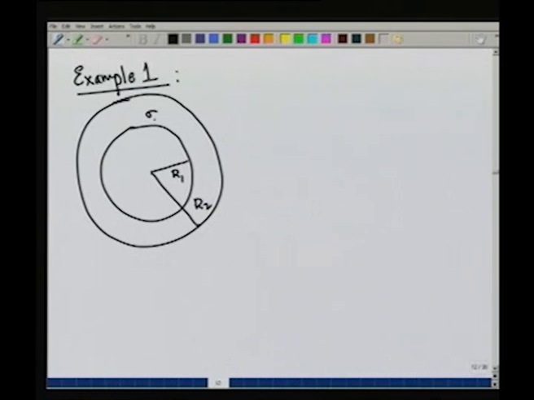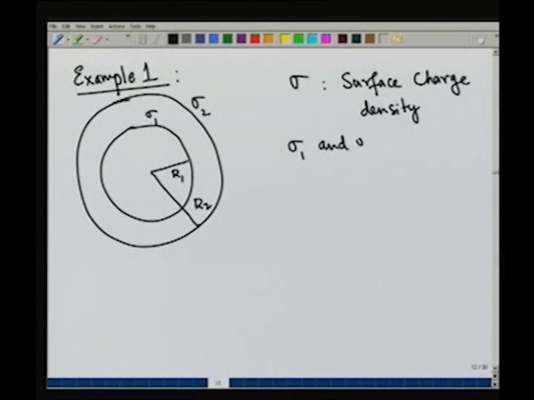The inner sphere has a charge density sigma 1. Sigma is the surface charge density. And the outer sphere has a surface charge density sigma 2. So, what we are saying is that sigma 1 and sigma 2 are constant, either positive or negative. So, what about the total charges?